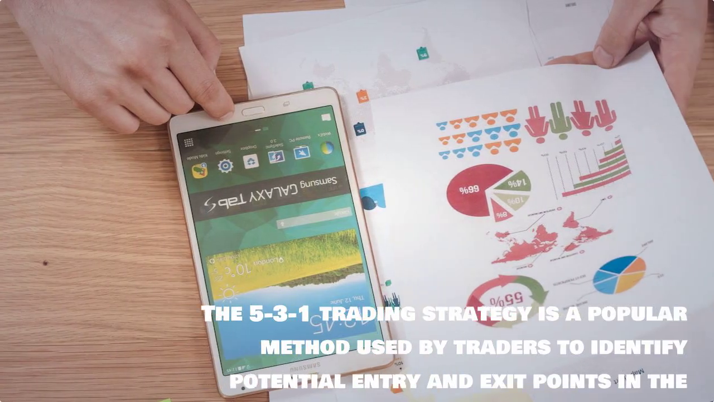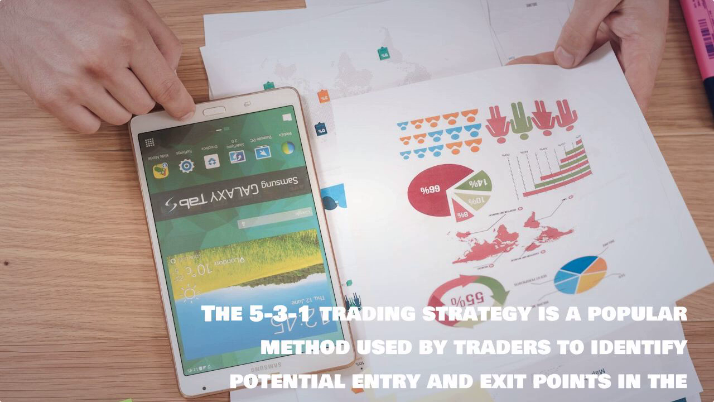The 5-3-1 trading strategy is a popular method used by traders to identify potential entry and exit points in the financial markets. One real-world example of this strategy in action is when a trader identifies a stock that has been trending upwards for at least 5 consecutive days, showing strong momentum and possibly reaching overbought levels.